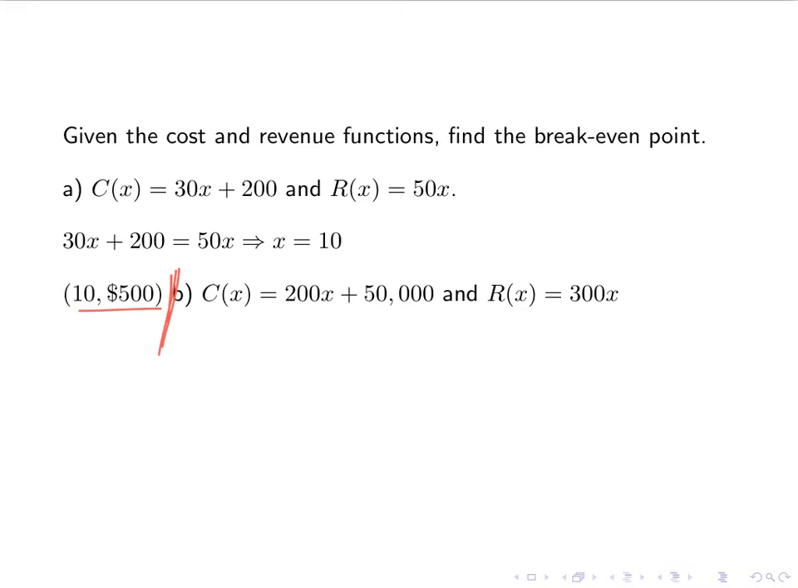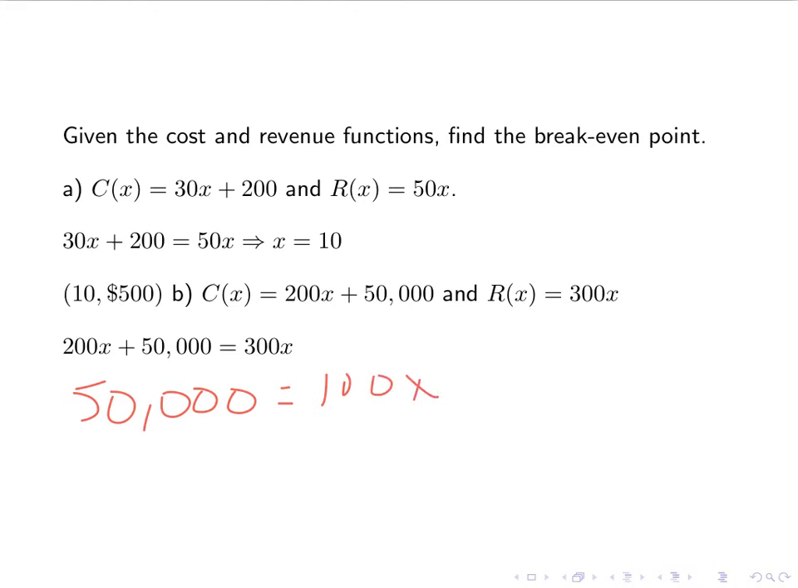The answer is 10, 500. Okay. For number B, C of x equals 200x plus 50,000, R of x equals 300x. So again, I'm going to set them equal to each other and then solve. So just like before, I'm going to put all my x's on one side. So I have 50,000 equals 300 minus 200 is 100x. Divide both sides by 100, and I'm left with 500.